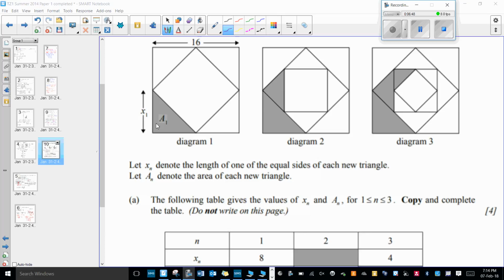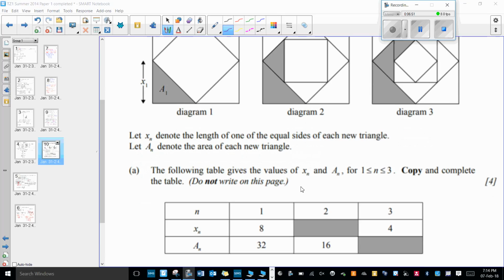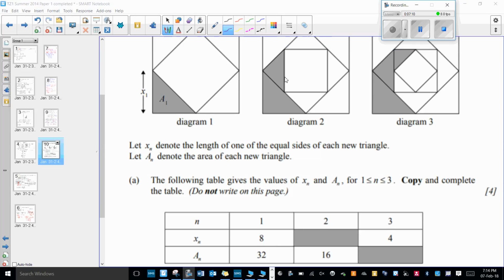What's the area of the triangle? So we know to find the area of a triangle, it's 8 times 8 divided by 2, which gives us 32. Okay, next one. So we need to fill in this box here, which means that we need to know this length here. Now hopefully you can all see that that's the half of the hypotenuse of the triangle from this one here.